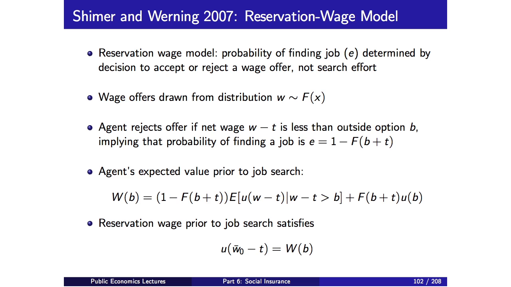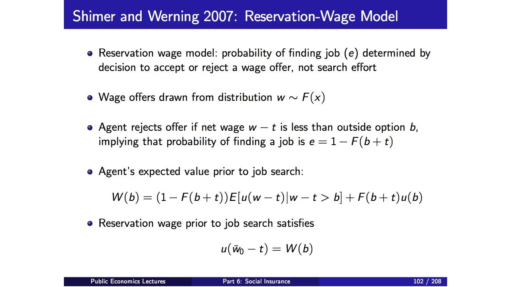All right, so let's just write down a very simple reservation wage model, and then we can see how we derive their formula. So in this model, the probability of finding a job, which I'm going to call E, is determined by the decision to accept or reject a wage offer, not your search effort. Wage offers are drawn from some distribution. So it's like I get a bunch of different wage offers distributed according to some F, and I take the particular wage that I get and see if I want to accept it.